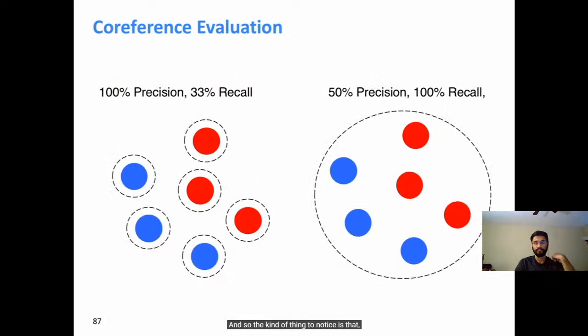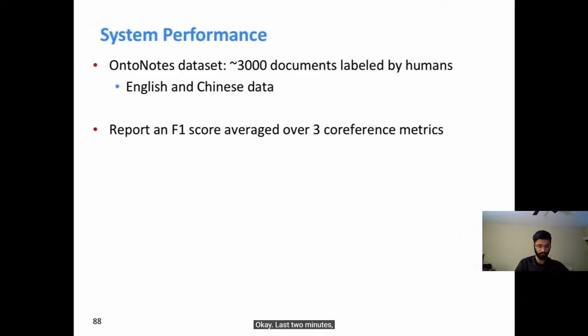Okay, and so the kind of thing to notice is that if you undercluster, you automatically get great precision, but you get bad recall. And if you overcluster, you get great recall because everything that should be in the same cluster is, but you get terrible precision. And so what you want to be doing is balancing those two things.